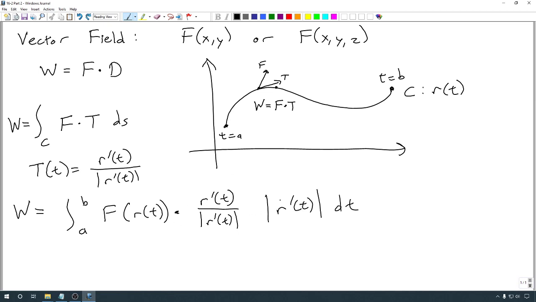But here, these magnitudes actually cancel each other out. We're dividing by that magnitude and multiplying by the magnitude. So really, we can just write this as F of r of t dotted with r prime of t.